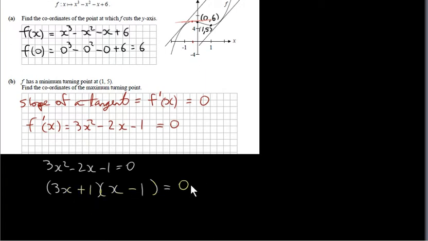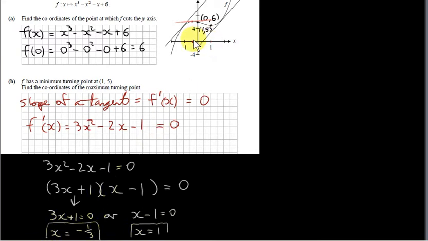Of course, if the product of these is 0, the only way that can happen is if either of them is 0. So either we have 3x plus 1 equals 0, from which we get x equals minus a third, or we have the other factor equal to 0, from which we get x equals 1. So these are the x values of the turning points. So x equals minus a third and x equals 1, which we saw already. That was given to us actually. Now we want the coordinates of this turning point here. So by solving f prime of x equals 0, we get the x values of the coordinates.